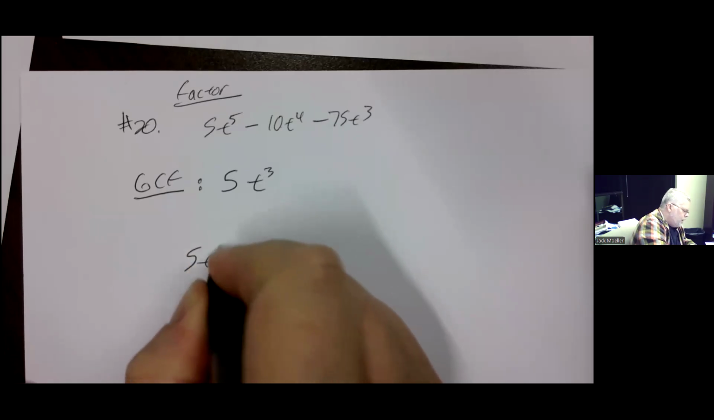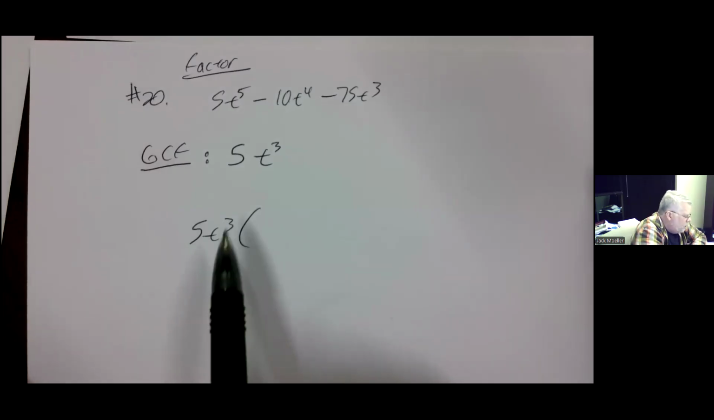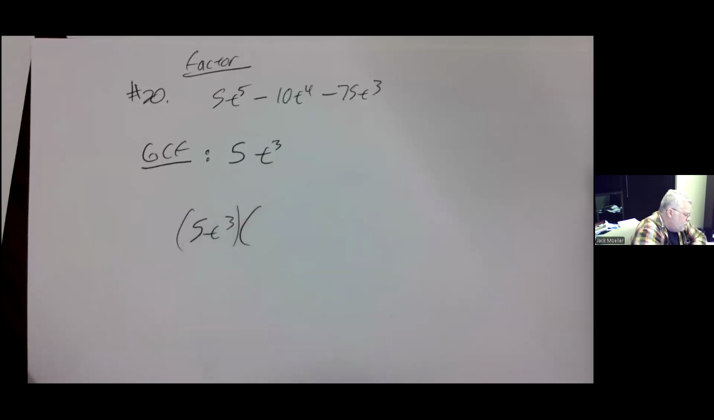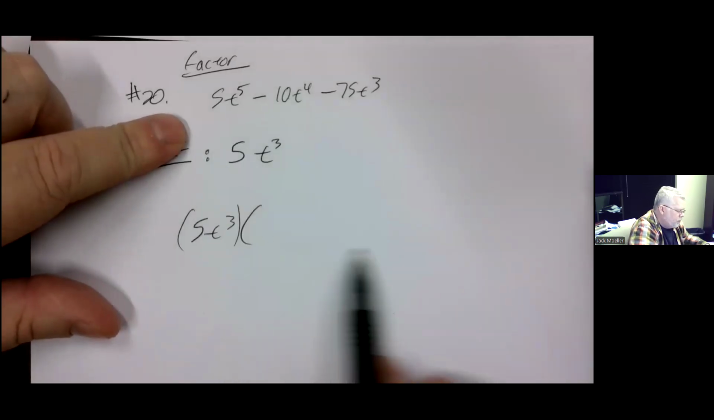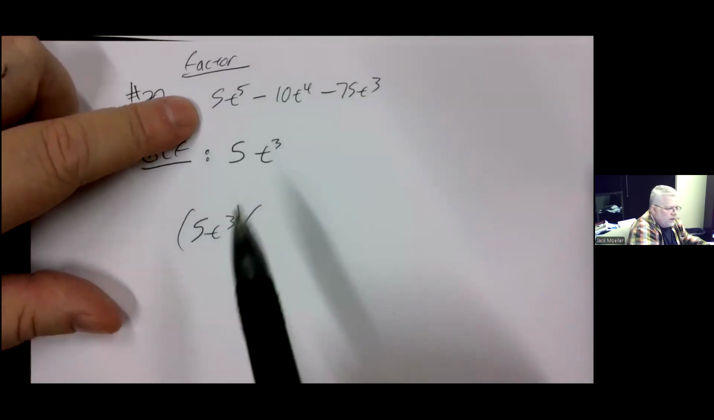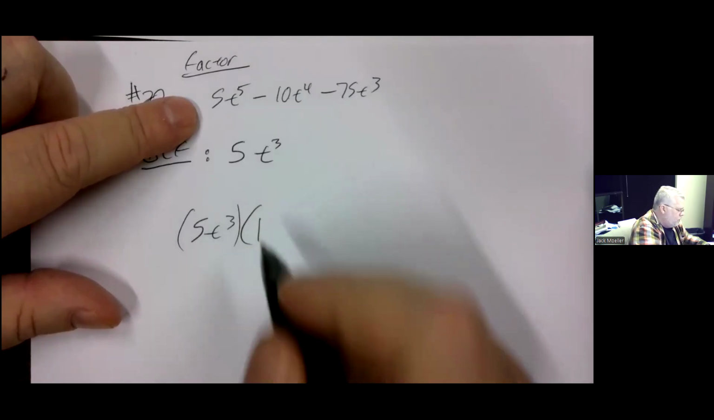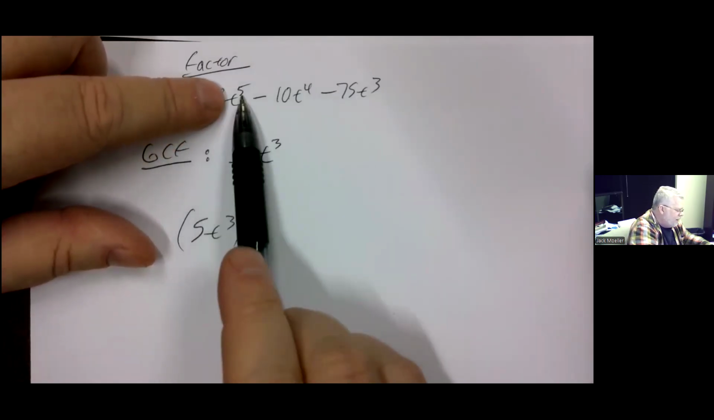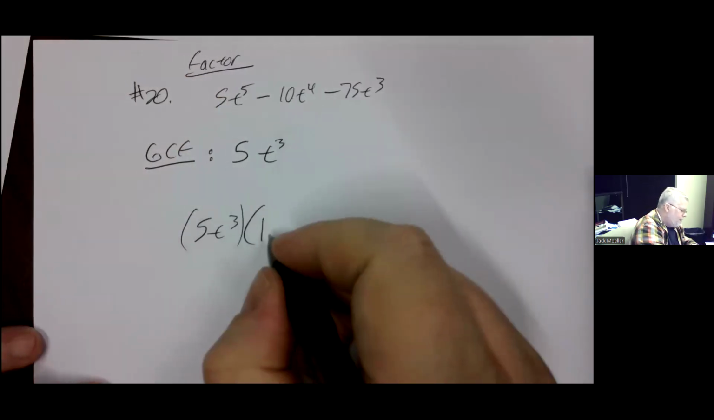So part of our answer is 5t cubed because that's our GCF. And again, we don't normally put that in parentheses. I kind of wish we did. All right. We have 3 terms here, so I need 3 terms inside that parenthesis. Here's how I do the division. 5 divided by 5 is 1. And then I need 5 t's. I have 3. So how many more do I need? I need 2.